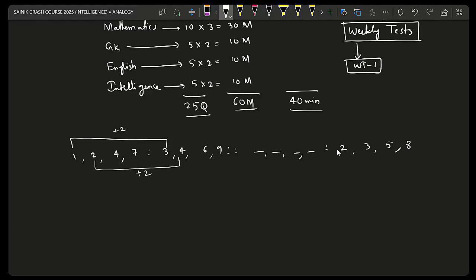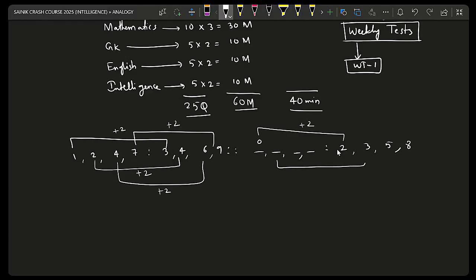Okay, second to second. Next. 4 plus 2, 6. Next. 7 plus 2, 9. So a similar pattern exists between them. So which number plus 2 will give you 2? So 0. Which number plus 2 will give you 3? So 1. And which number plus 2 will give you 5? So 3. And what is that last digit?